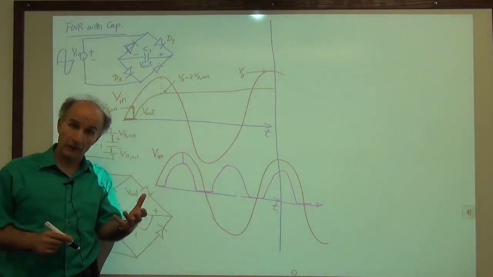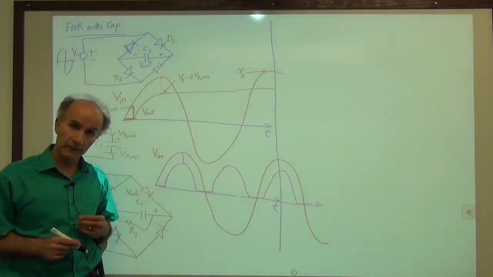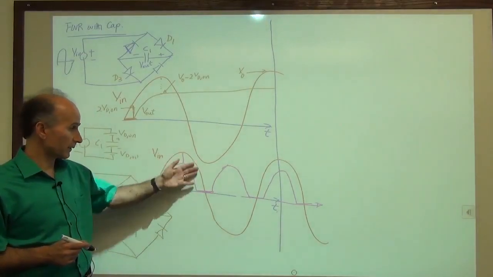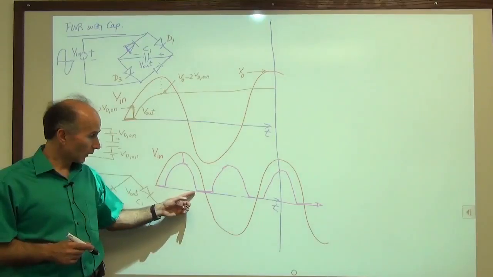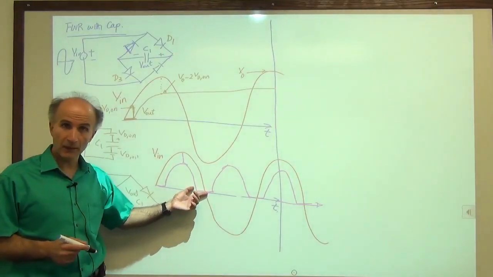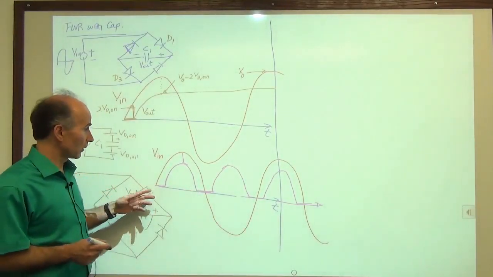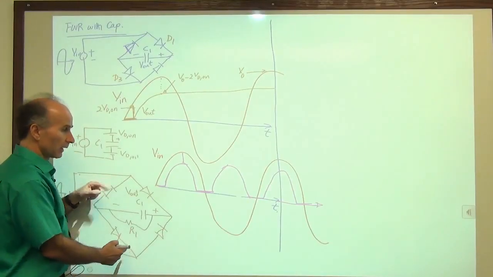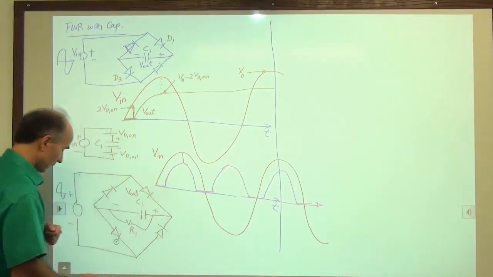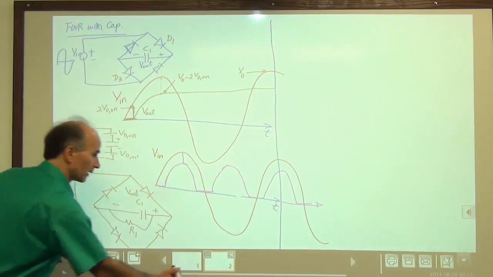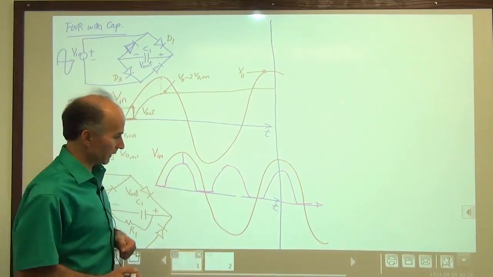That's what we expected the full wave rectifier to do, right? We said it passes positive cycles and then it negates, it flips the negative cycles. Why do we have a dead zone here, so to speak? Well, because we know that the diode bridge does not turn on until the input is equal to 2 VD on. That's something that should be seen from the previous characteristics.